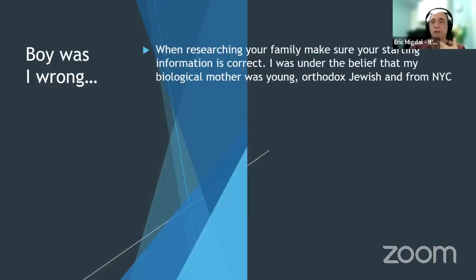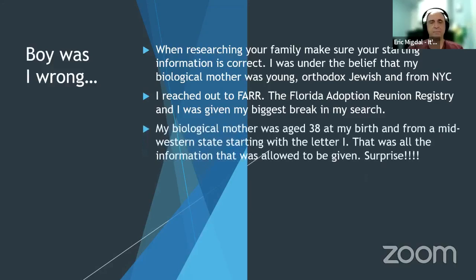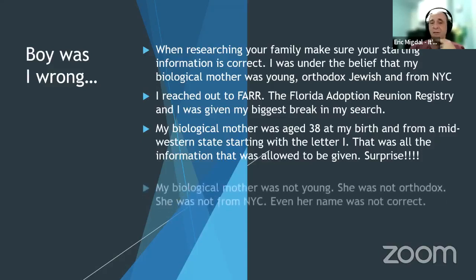So when you start researching your family, you want to make sure your starting information is correct. I was under the belief that my biological mother was young, Orthodox, Jewish, and from New York City. I reached out to a group called Florida Adoption Reunion Registry and signed up with them. And they gave me my biggest break in my search. Apparently, my biological mother was age 38 at the time of my birth, and from a Midwestern state starting with the letter I, so not young, not from New York. That was all the information that was allowed to be given.